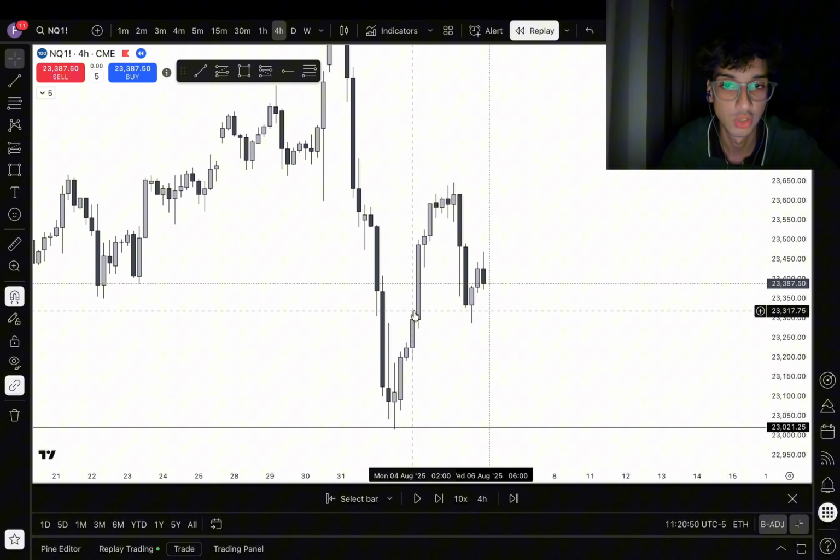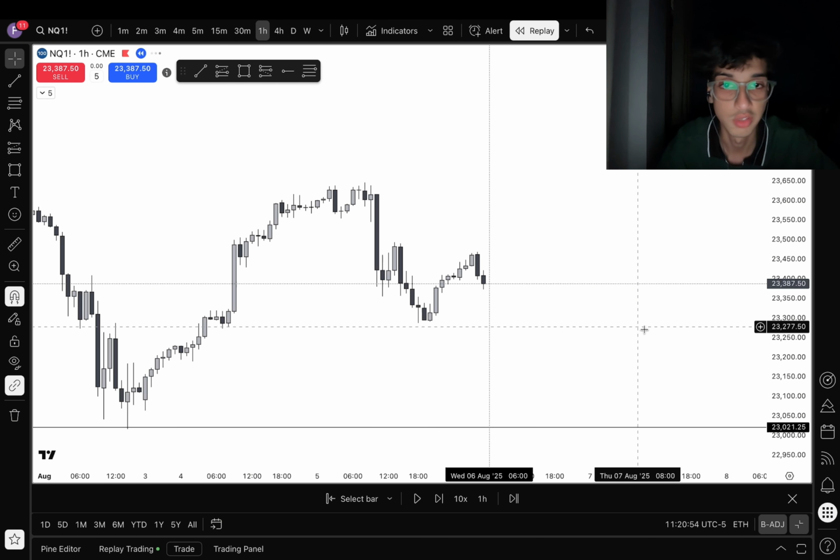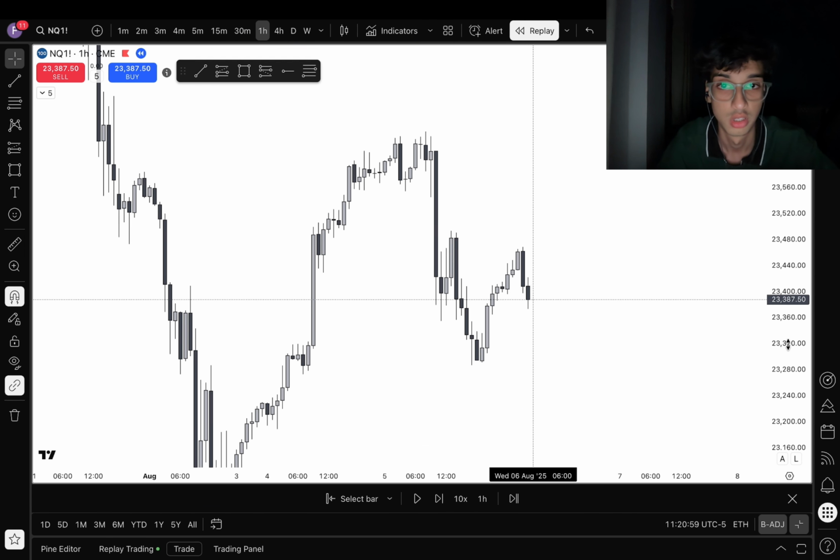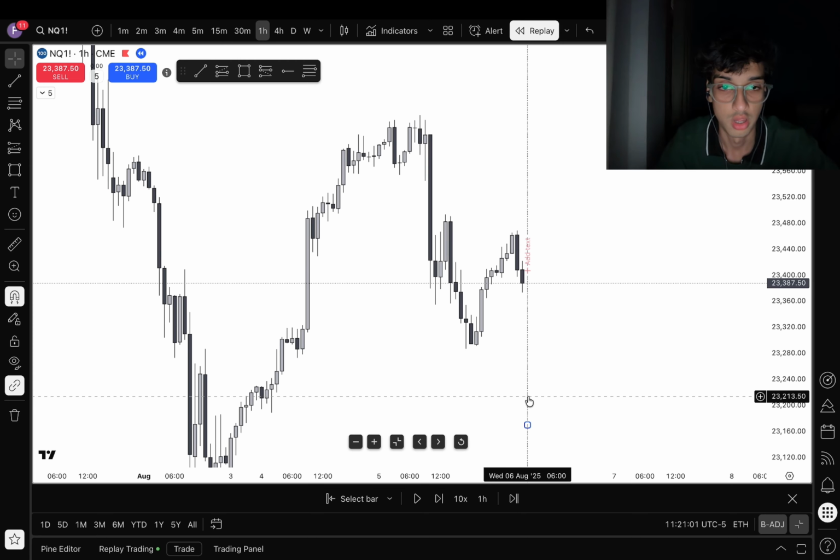Moving higher, rebalance back to this 4-hour inefficiency again, looking for displacement for the buy side, but it didn't end up giving any confirmation for the longs right here. Neutral bias for the day, I think.